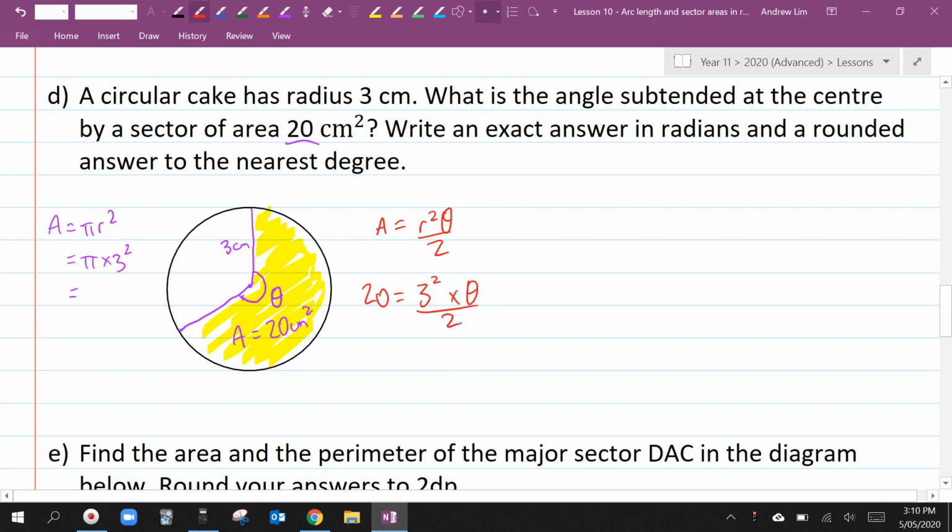on 2. So that means we have 40 over 9, because I'm just going to multiply that 20 by 2, and then divide it by 3 squared, which is 9. So we have 40 over 9 is equal to theta. Okay, and that's the answer in radians.